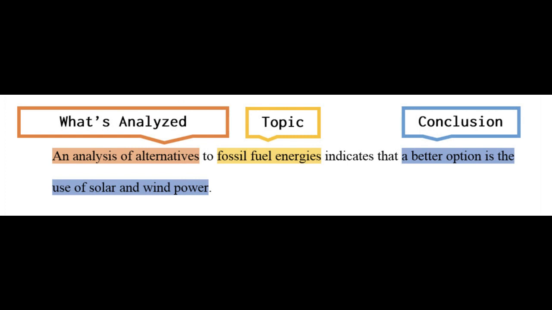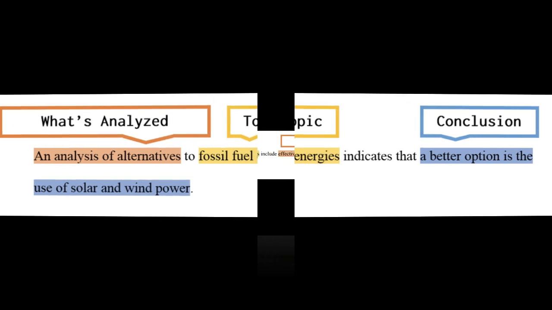The example here is an analytical thesis statement. It's analyzing an issue. An analytic thesis states the topic of your paper, what specifically you analyzed, and then the conclusions you reached as a result of that analysis. So in this example, what's being analyzed is an analysis of alternatives. The topic is fossil fuel energies, and then the conclusion is that they indicate a better option is the use of solar and wind power. So this is a more concise thesis, but it still works since it's analytical and it clearly states what's going to be talked about in the rest of the essay.